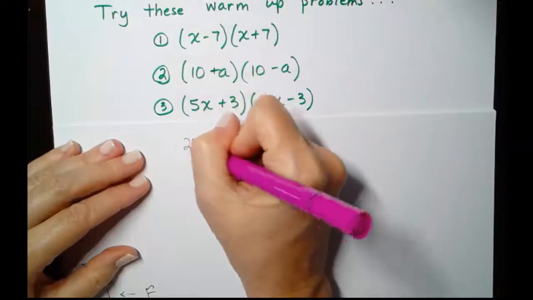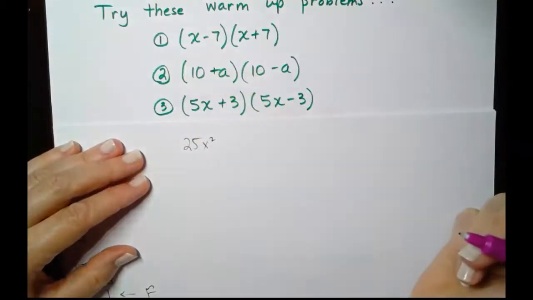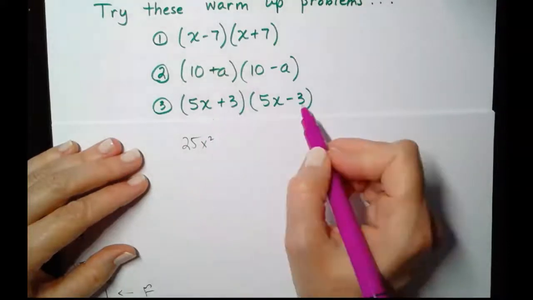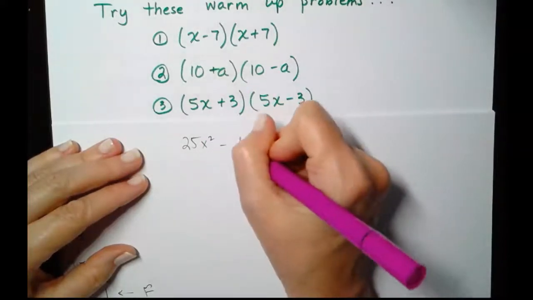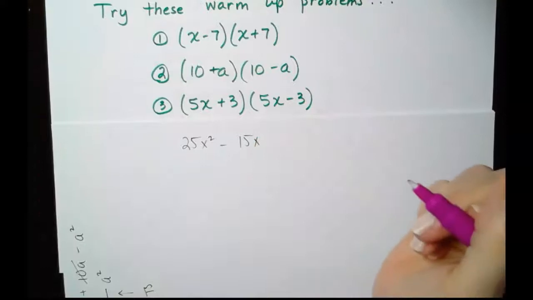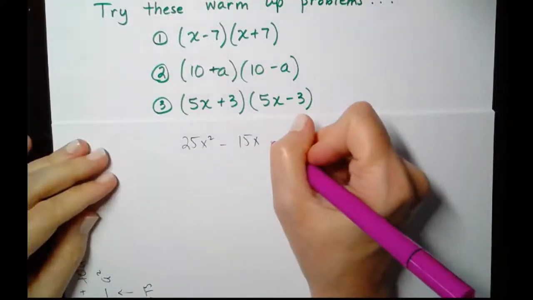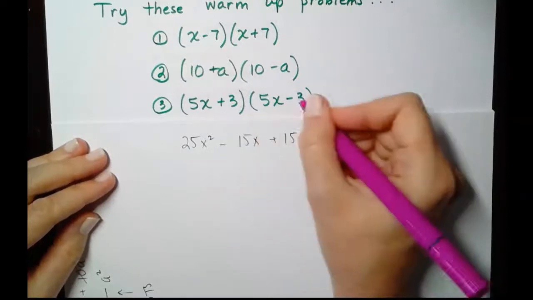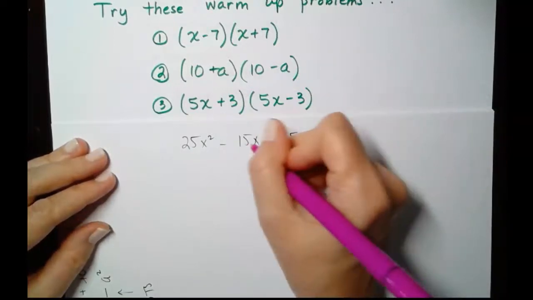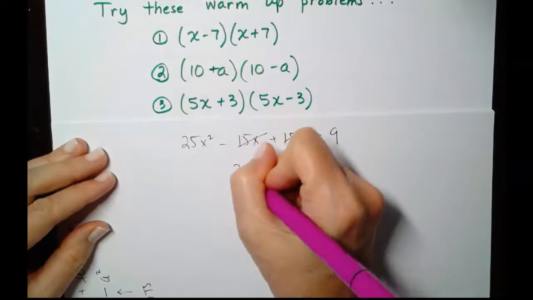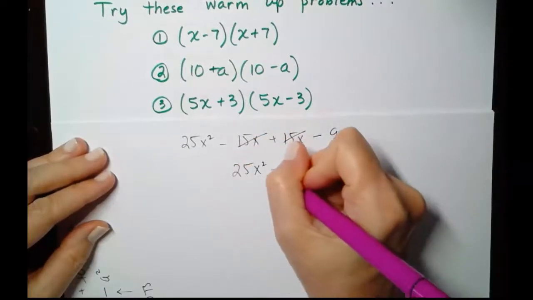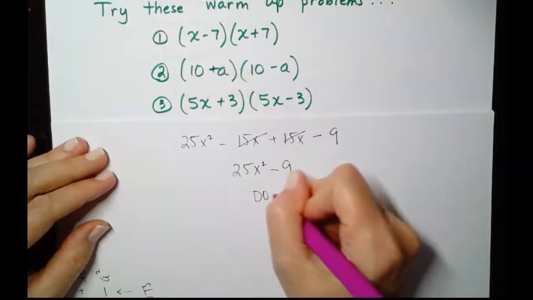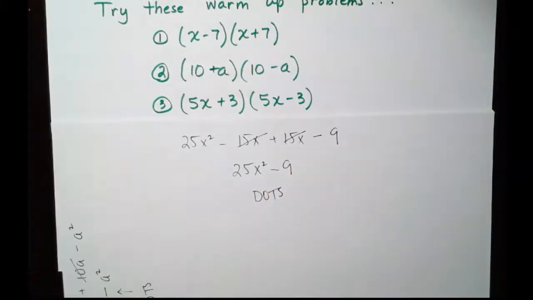Number 3, 5x plus 3 times 5x minus 3. First, 5x times 5x is 25x squared. Outsides, 5x times negative 3, negative 15x. Insides, 3 times 5x, plus 15x. Last, minus 3 times 3, 9. Middle terms cancel, 25x squared minus 9. That is the difference of two perfect squares.